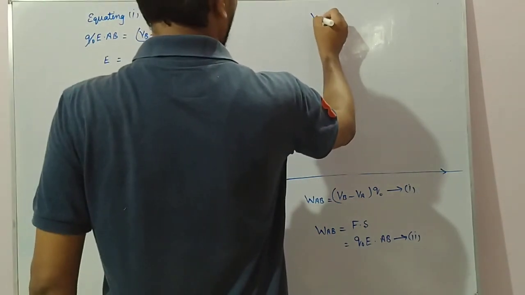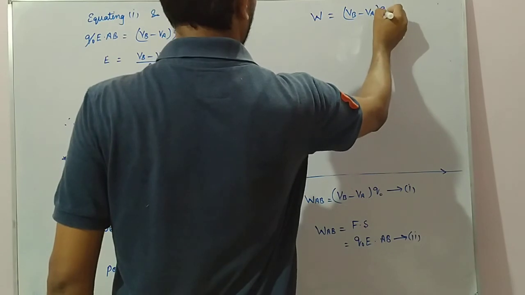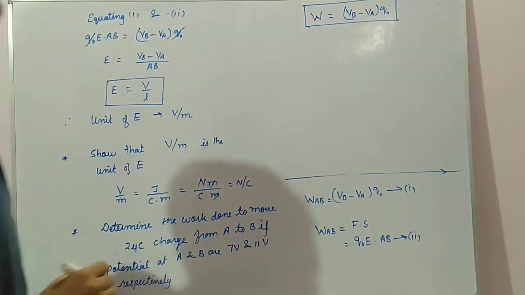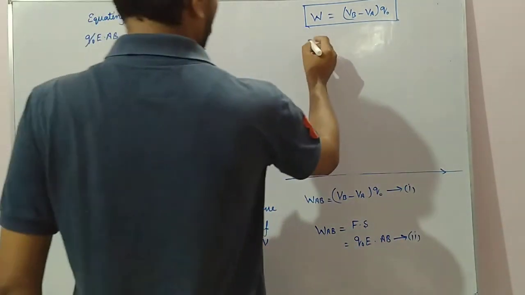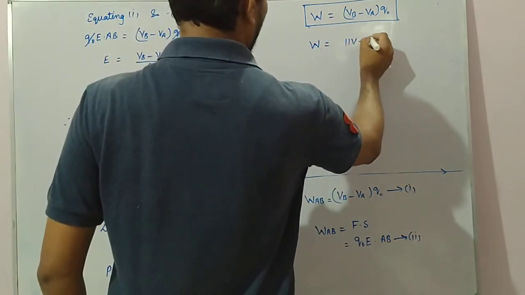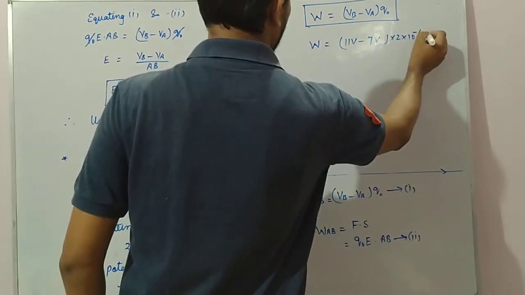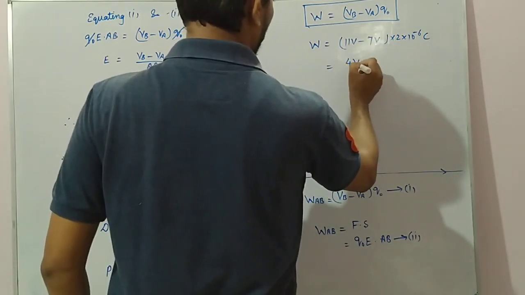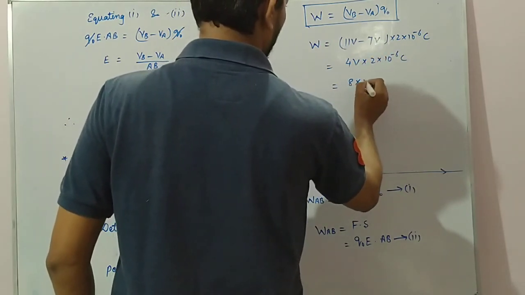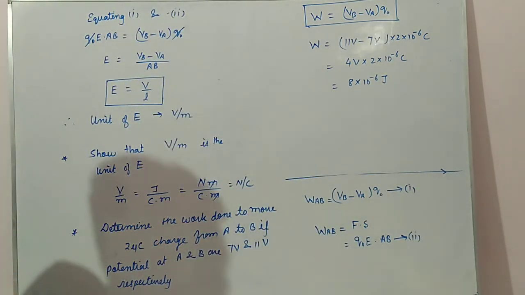Now remember, amount of work done, that is what? Difference in potential into charge. This is very much important. Remember, whenever they are asking amount of work done, that is difference in potential into charge. So W, that is equal to difference in potential, that is 11 volt minus 7 volt into Q naught, that is 2 into 10 to the power minus 6 coulomb. So this is 4 volt into 2 into 10 to the power minus 6 coulomb. So 8 into 10 to the power minus 6 joule. This is the amount of work done.